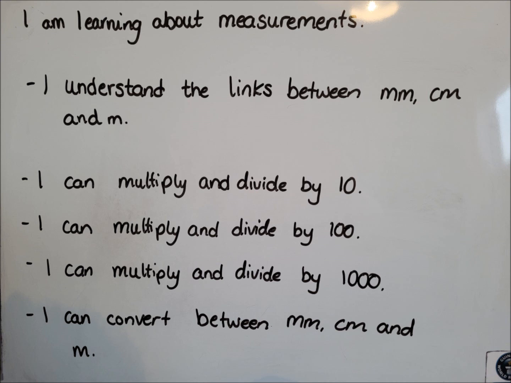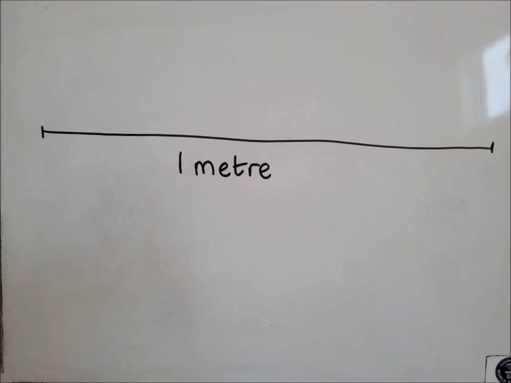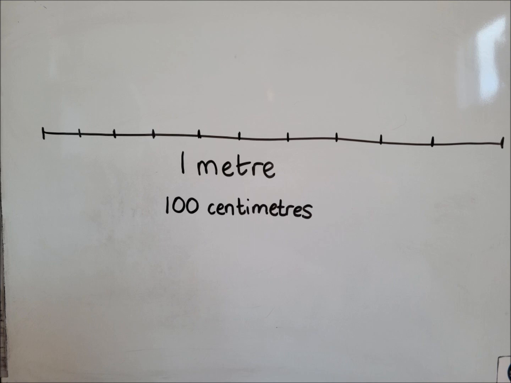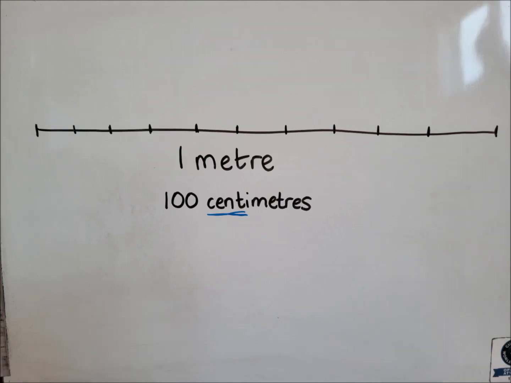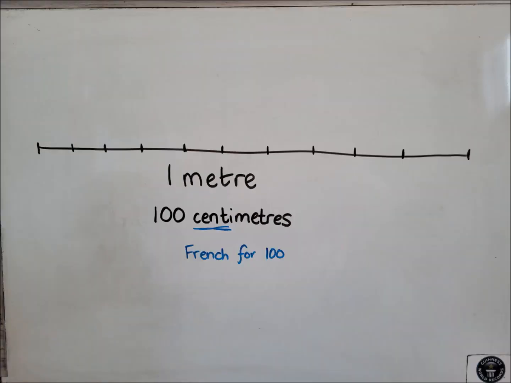So let's start with a metre. A metre is broken down into 100 centimetres. That word cent, or cent in French, means 100. I think it is also Latin. So that word means 100. So there are 100 centimetres in 1 metre.